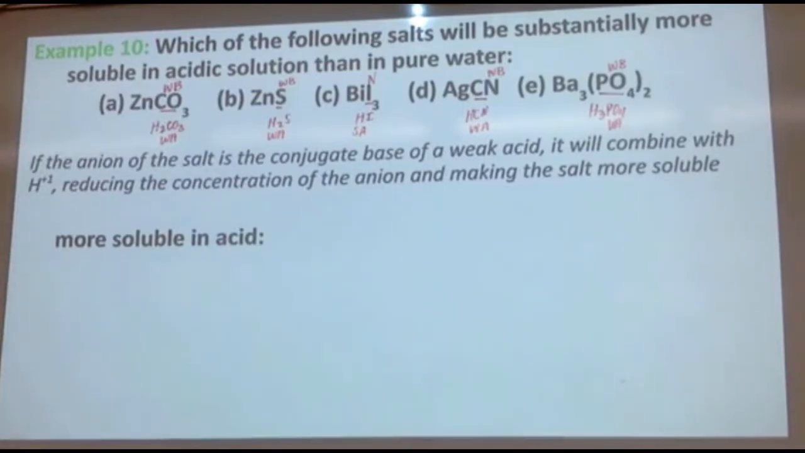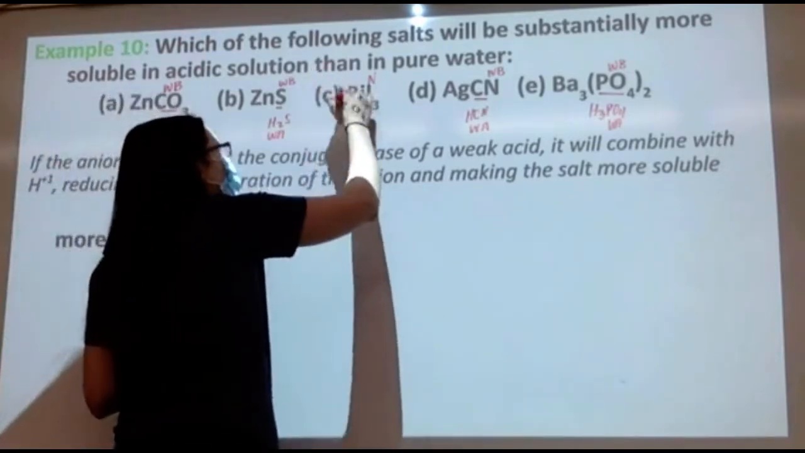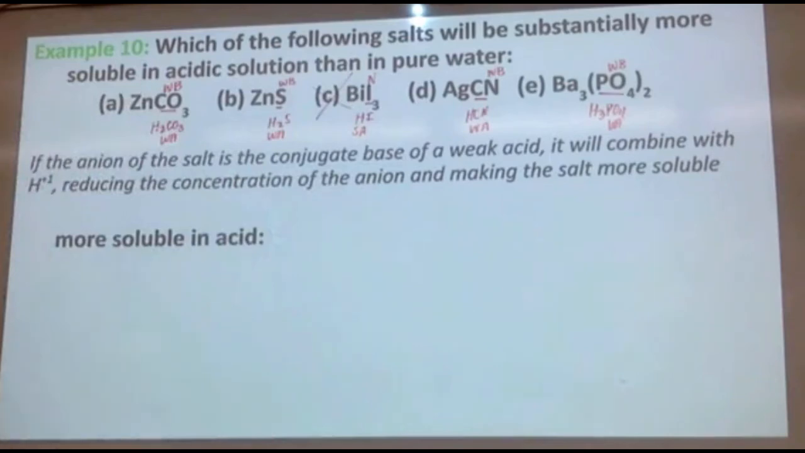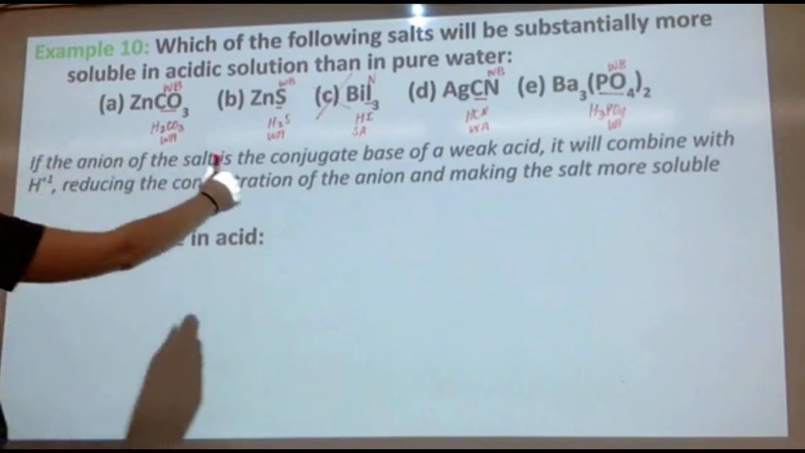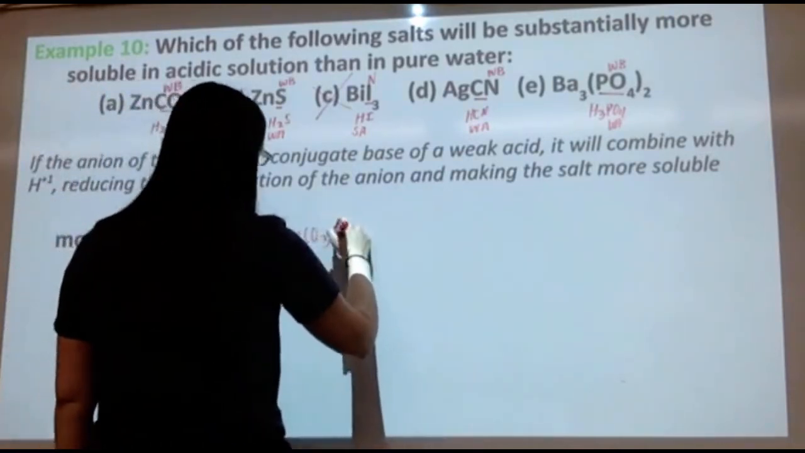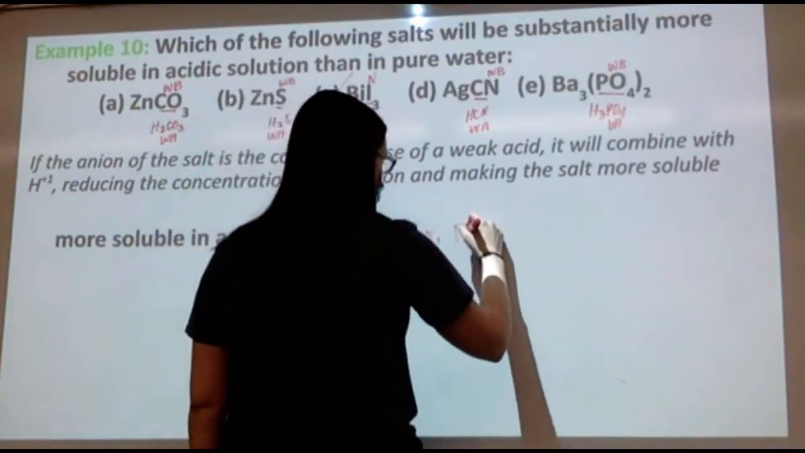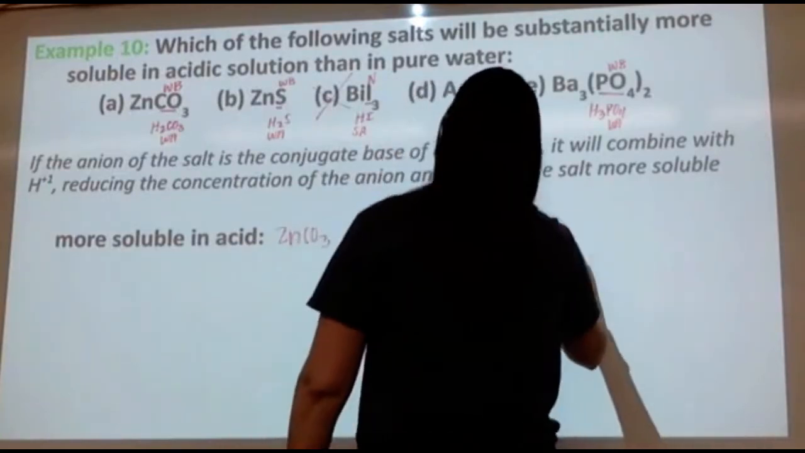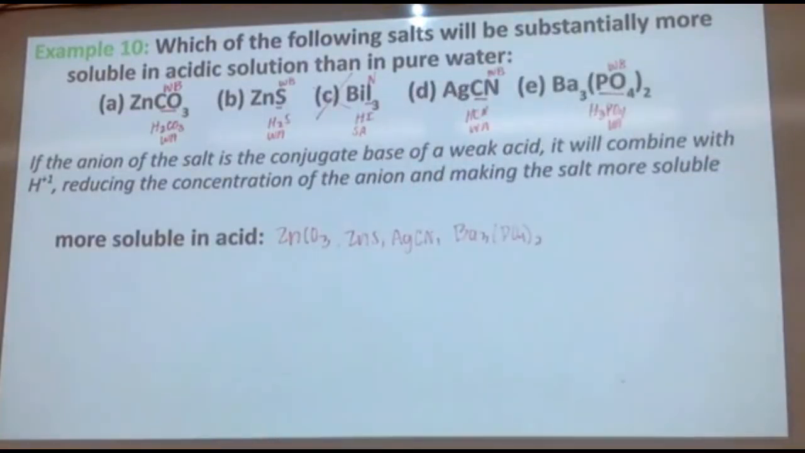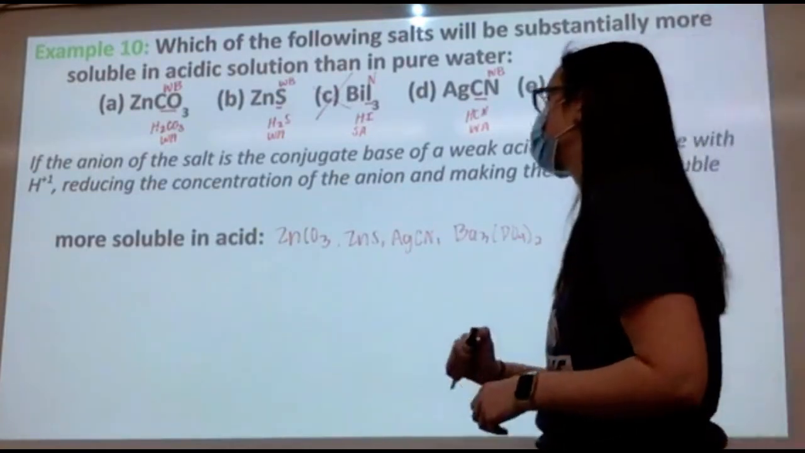So first, if the anion is a base, it will react. So we have A, B, D, and E. C, we can cross out. So the ones that are more soluble are ZnCO3, ZnS, AgCN, and Ag3PO4. Now I'll show you why. I'll use zinc carbonate to show you why this works like it does.